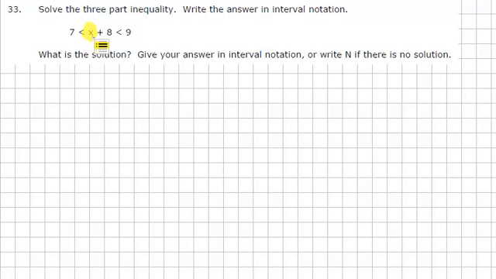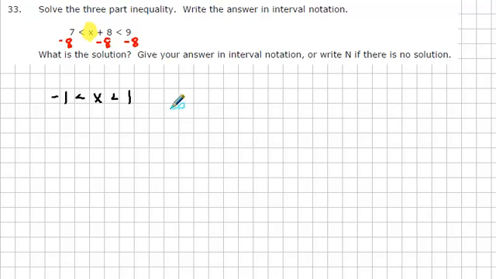Well, in this case, we notice that 8 is being added to x. So our first step will be to subtract 8 from each part. So subtract 8 from 7, subtract 8 from x plus 8, and subtract 8 from 9. 7 minus 8 is negative 1. x plus 8 minus 8 is x. And 9 minus 8 is 1.